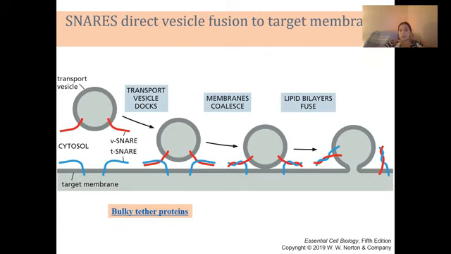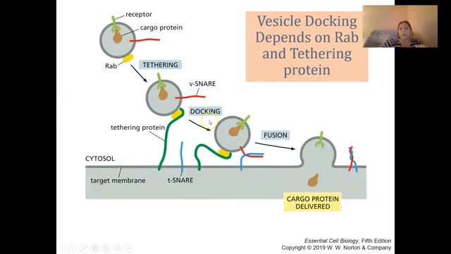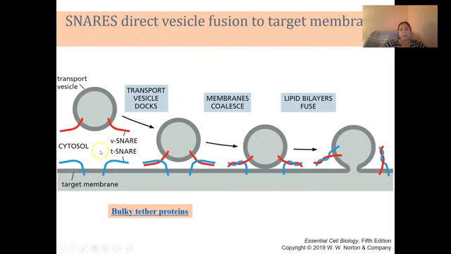So the snares are the specific proteins that will direct this vesicle fusion at the end of the day. The Rab and the tethering protein just hold onto the vesicle to get it pulled in close to the membrane, close enough so that the snare proteins can bind to each other. And then the vesicle and target membrane snares will dimerize, bind to each other, and get moved away from that vesicle so that the lipid bilayers may fuse.